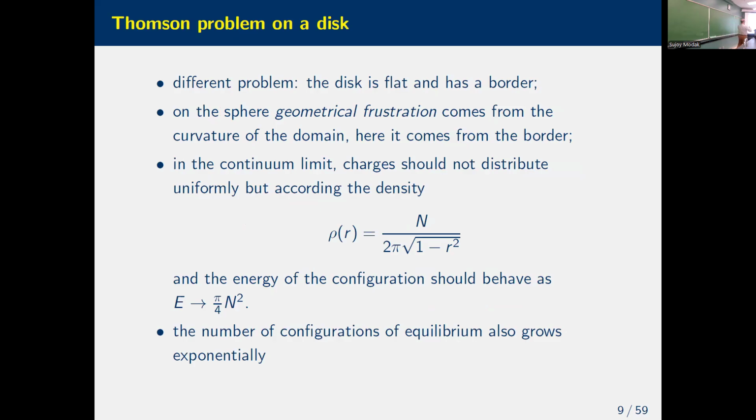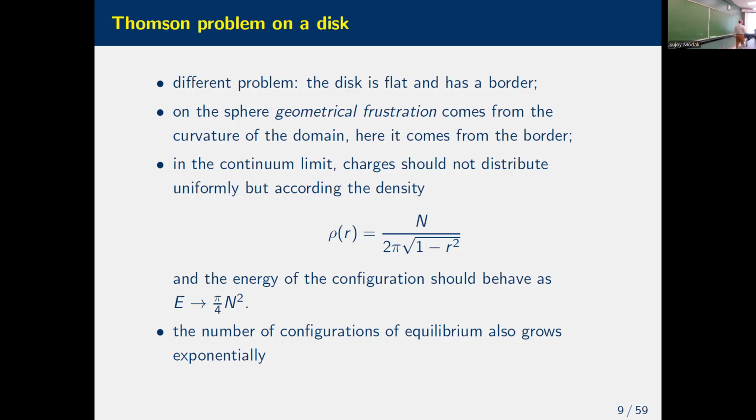Okay? So another kind of problem with a different geometry would be the Thomson problem now restricted to a flat disk. Imagine that you have a flat disk. And in this case, in the continuum, you don't have a uniform charge distribution. The charge distribution is like this. It has a singularity, but an integrable singularity at the border. And the energy in this continuum limit scales like pi over 4 N squared.